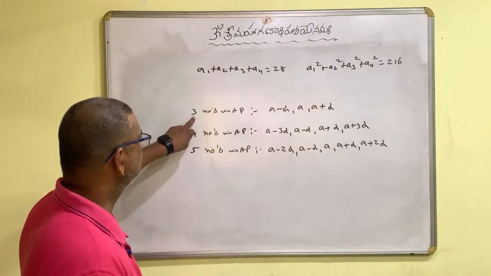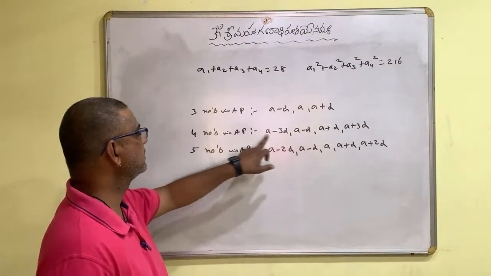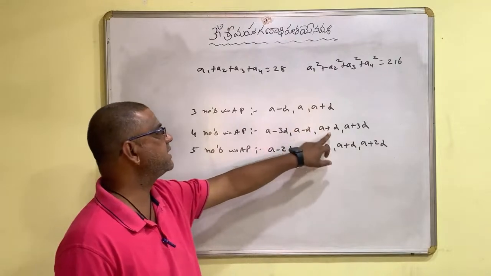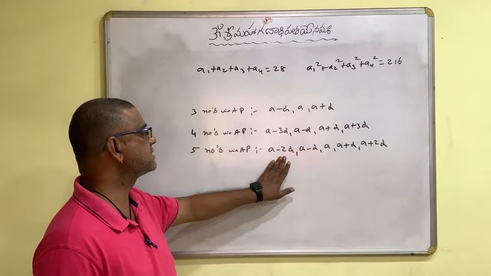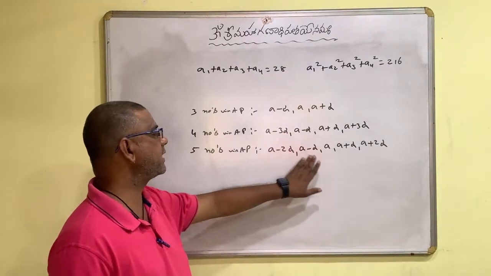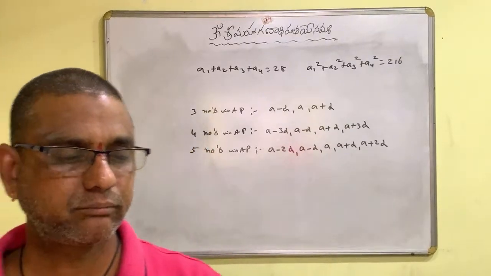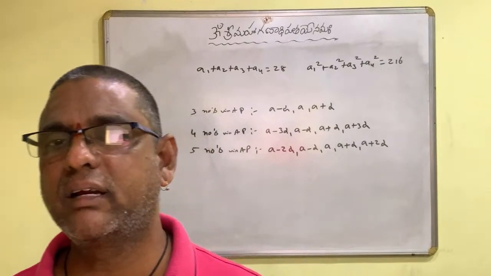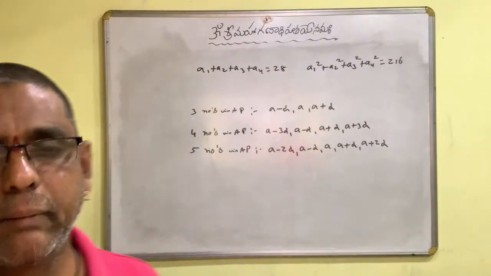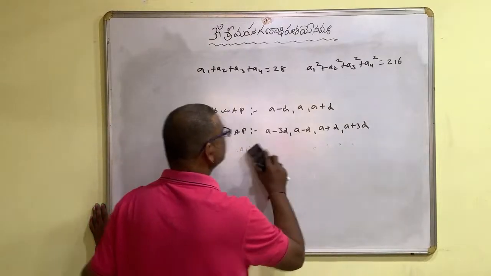3 numbers: a minus d, a, a plus d. 4 numbers: a minus 3d, a minus d, a plus d, a plus 3d. 5 numbers: a minus 2d, a minus d, a, a plus d, a plus 2d. Okay? Don't think there is some big concept behind it. What is the concept behind it? It makes the problem easy.